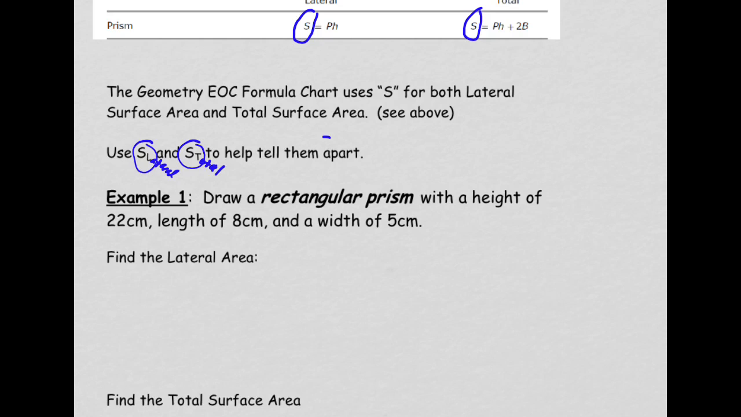Okay. Draw a rectangular prism with a height of 22 centimeters. Well, first of all, I'm just going to get that height there, 22 centimeters, and then a width of 5 centimeters. My width is going to be 5 centimeters and a length of 8. And I'll go ahead and complete.